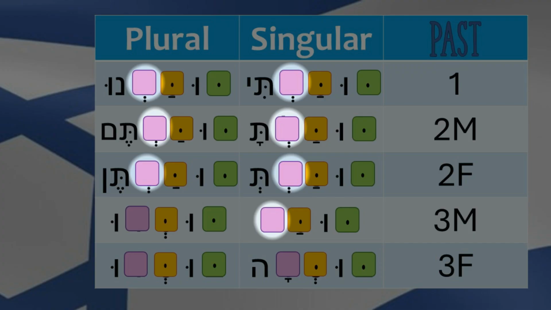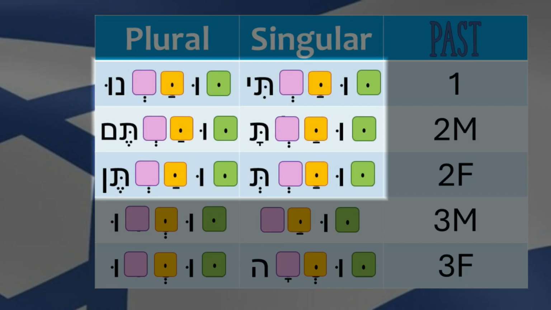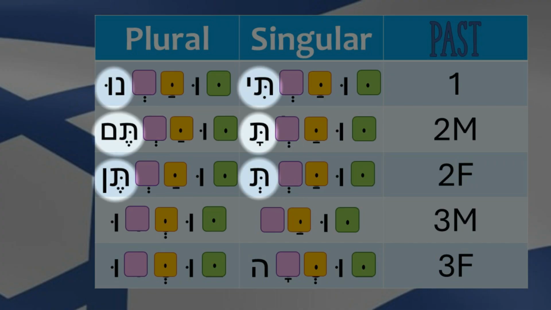That third shoresh letter, if you're doing third person singular masculine, you're now done. You don't put any vowel under that third shoresh letter. For the rest of the first person and the second person, you're going to put a schwa underneath, because that third shoresh letter does not have any vowel sound. And then you're going to add the suffix that matches the subject of the verb.